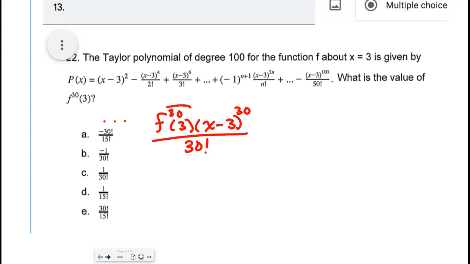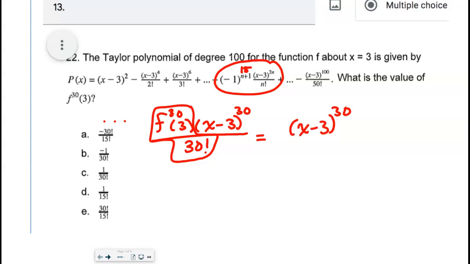So what I know is this coefficient has to equate with the coefficient of x minus 3 to the 30th power. My x minus 3 to the 30th power is going to occur when n is 15. And when n is 15, I will have a positive 1, because it'll be negative 1 to the 16th power. I will have an x minus 3 to the 30th, and that will all be over, my n factorial would be 15 factorial.